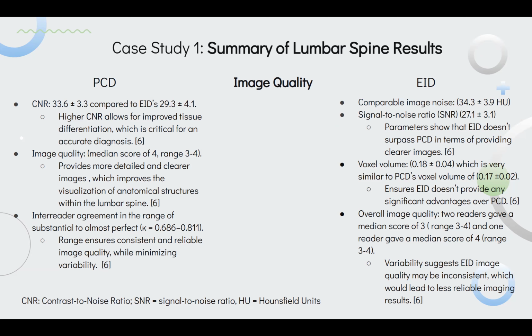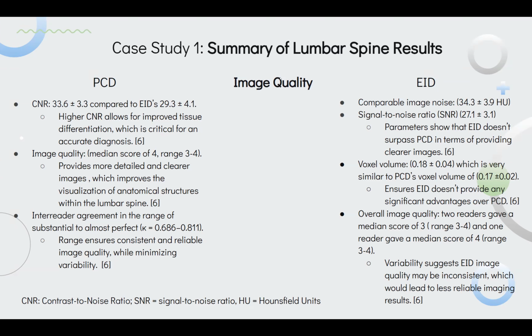And then the inter-reader agreement was in the range of substantial to almost perfect. So the value was about 0.686 to 0.81. This range ensures consistent and reliable image quality while minimizing variability.